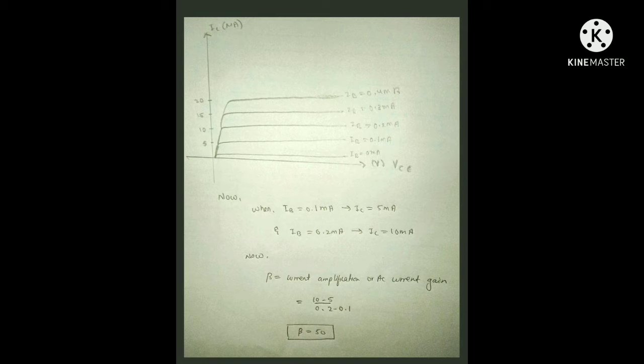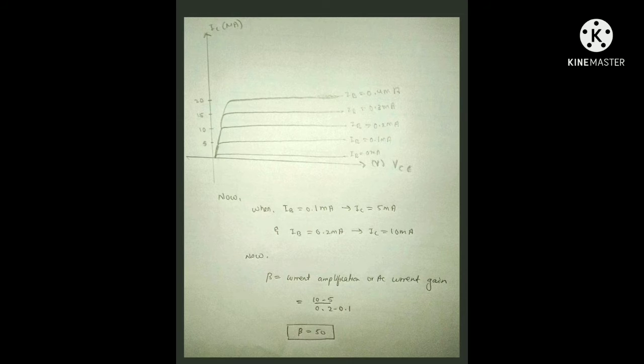When we draw the curve taking the different values of the base current IB, keeping them constant, we get a graph like this, which is nothing but the output characteristics of transistor in CE configuration for the different values of the base current. When the base current is equal to 0, it's nothing but the leakage current. When the base current is equal to 0.1 microampere, collector current is 5 microampere. When the base current is equal to 0.2 microampere, collector current is 10 microampere, and so on.